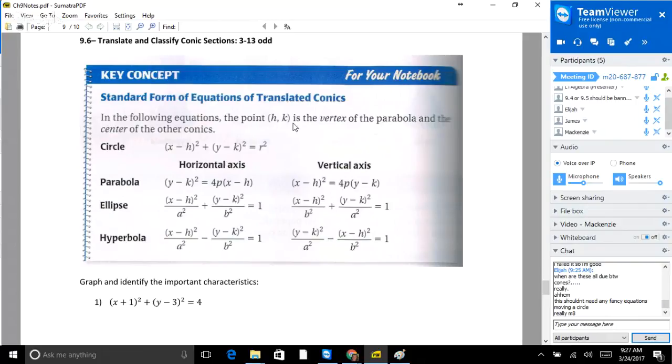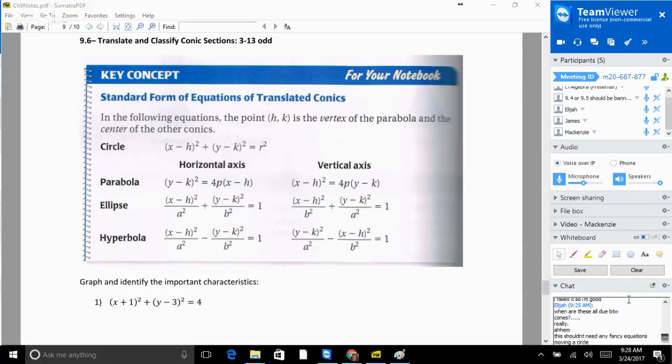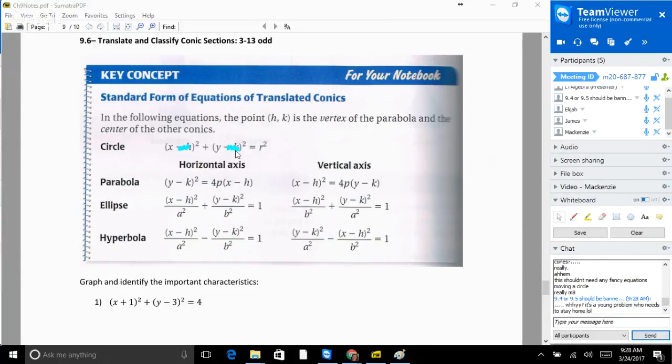In the following equations, the point (h, k) is the vertex of the parabola and the center of the other conics. Before, we were at 0, 0. If you remember our equation for a circle, let's turn on the whiteboard. It was just x squared plus y squared equals r squared, without the h. But now we have an h and a k that can translate where our circle is centered.